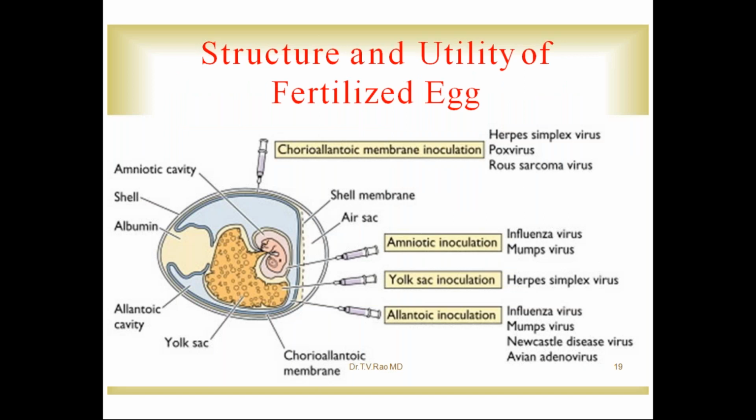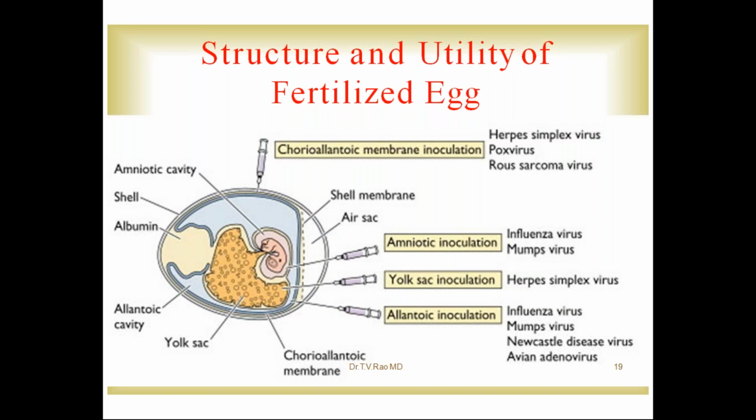See what the structure of the embryonated egg is. There is a shell, shell membrane, albumin, chorioallantoic membrane, and the embryo. Surrounding the embryo, there is the amniotic cavity, allantoic cavity, and yolk sac. These are the various sites of an embryonated egg.